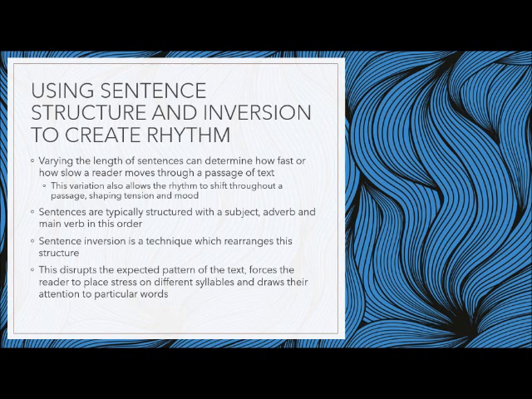Sentence structure can also be exploited through inversion of the typical arrangement of a sentence, in which a subject, adverb, and main verb generally appear in this order. Altering the placement of these components has multiple effects. It can be used to demand that a particular rhythm be adopted in the reading of the text, by diverting the reader away from the pattern of stressed and unstressed syllables which they would use by default.